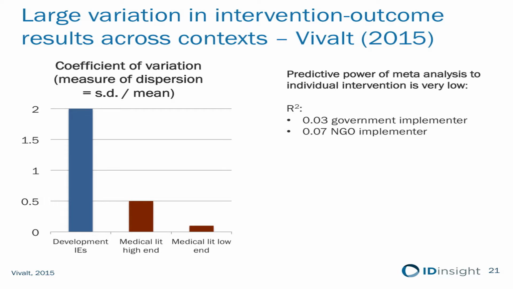So Eva Vivalt has a great recent paper trying to look at to what extent rigorous impact evaluations generalize. And again, this is a variable that's not necessarily completely intuitive, but she measures the coefficient of variation. That is, how much dispersion in results are there if we look at all the studies on a particular intervention outcome combination. So if we look at all the studies on incentives for teachers on learning outcomes, how much heterogeneity is there within those results? And what you find in the development impact evaluation literature is that there's a very high degree of variation, much more so than in the medical literature.